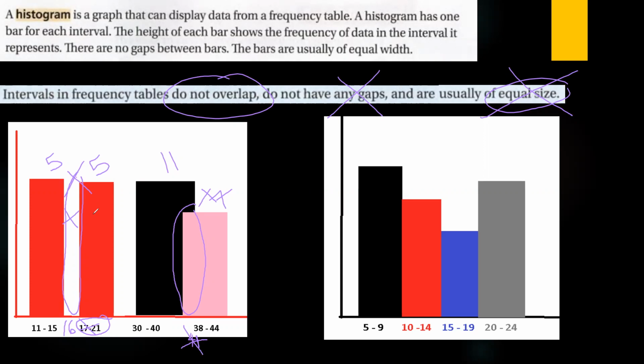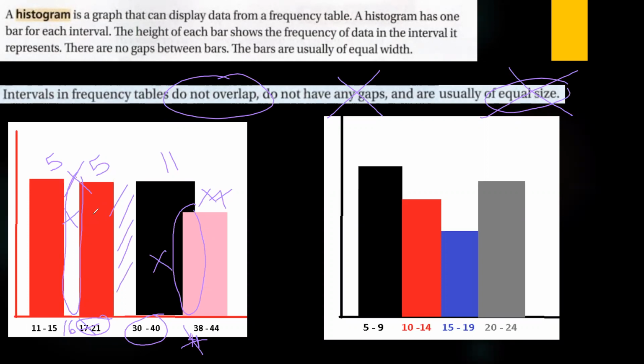So if you want to draw the histogram, they must not overlap. I mustn't start from a number in the previous interval, I mean the interval from 30 to 40. I mustn't start from a number between them. This is false. I must start from a number after 40. The second one, there's no gaps here. This is false. There's no gaps. And they have usually equal size.